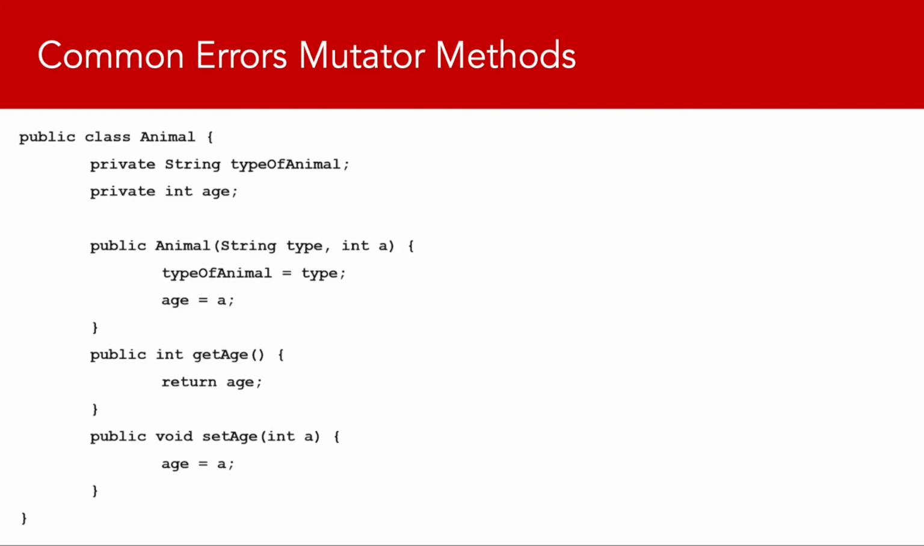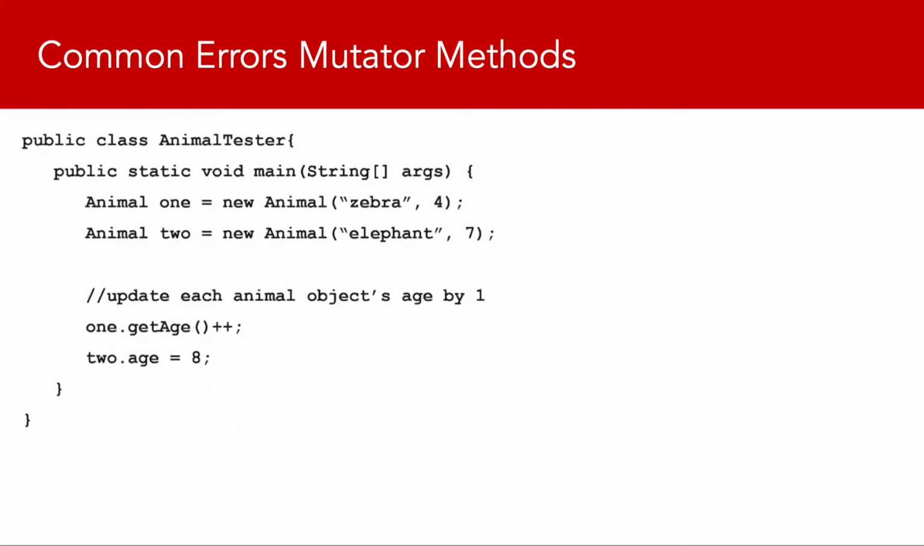Use this code to identify errors in the next problem. This is an animal class with 2 private instance variables. We see a constructor that takes in 2 parameters, an accessor method, and mutator method. These are all correct. Using the animal class previously defined, identify the errors in this code.